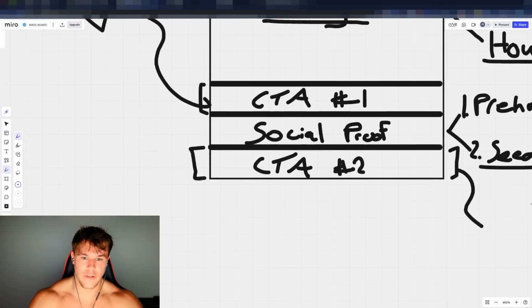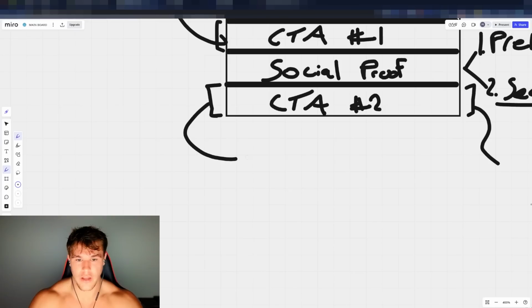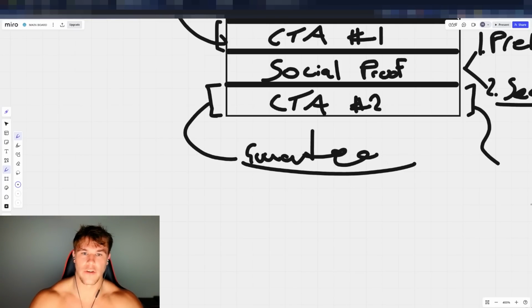Now, the main difference here is when it comes to CTA 2, and this is actually what Primal Queen did really, really well, you want to add a few things. Number one, I would add whatever your guarantee is, right? So if you have a 30-day money back guarantee, 120-day money back guarantee, whatever it is, include the guarantee on there to overall reduce the risk for the customer to get the results.